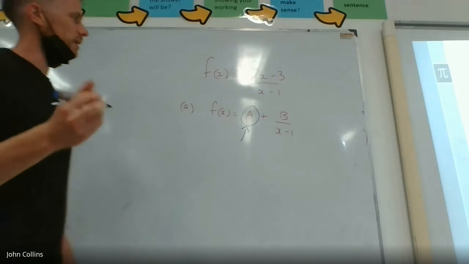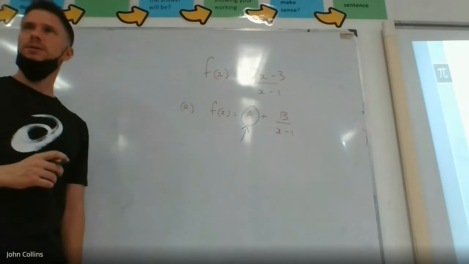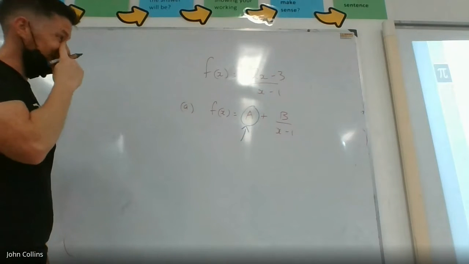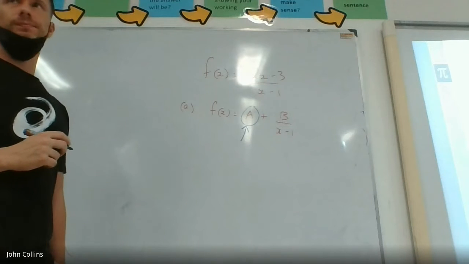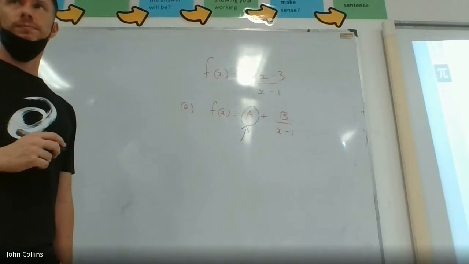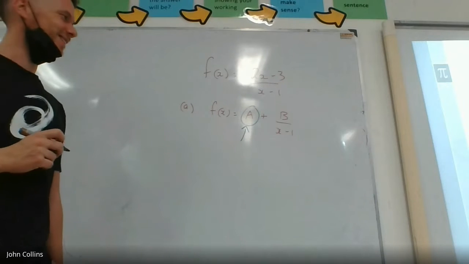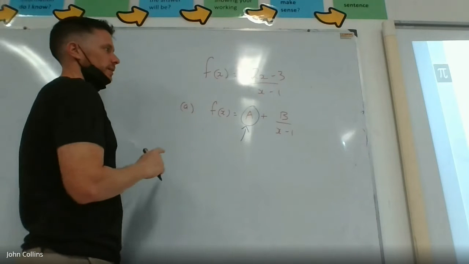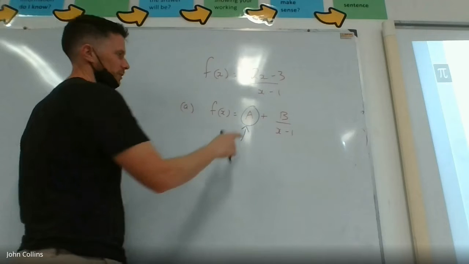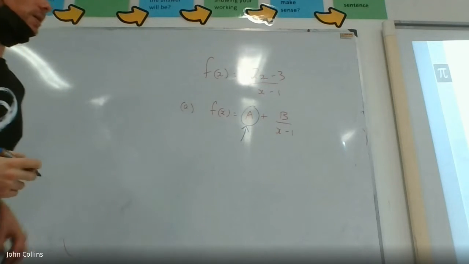Do you know which asymptote this A is? Does anyone know which asymptote it is? The x or the y asymptote? Which one? The y, yeah. Why is it the y? Well, we'll come to that afterwards, but it is the y asymptote. Let's see how we find it first, and then we'll explain.